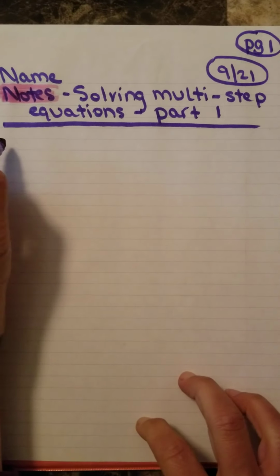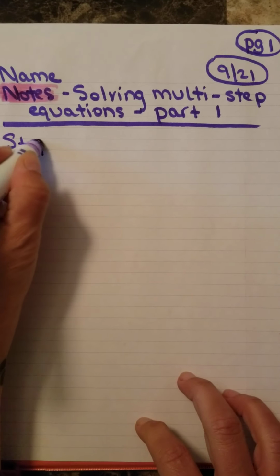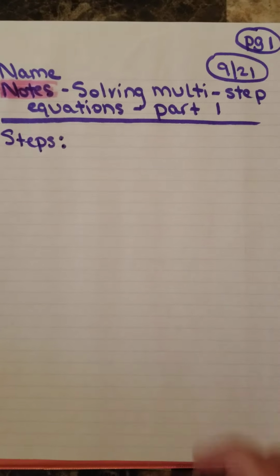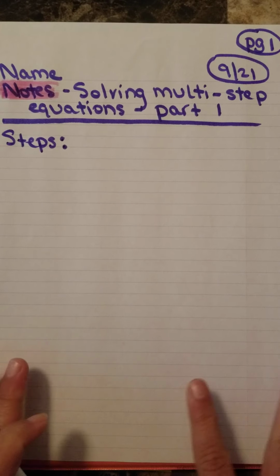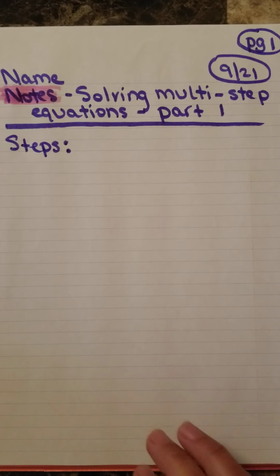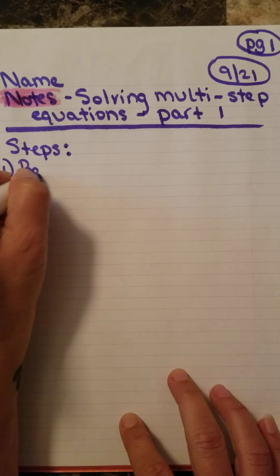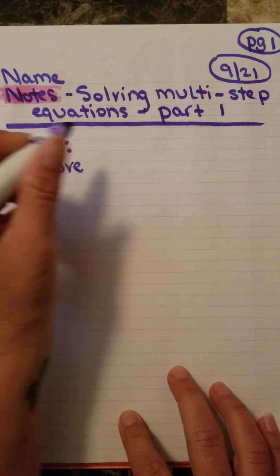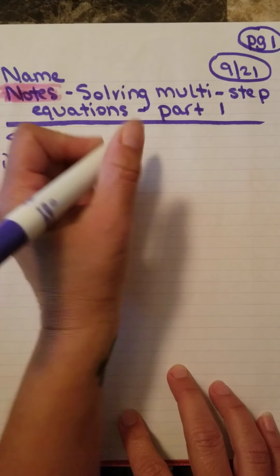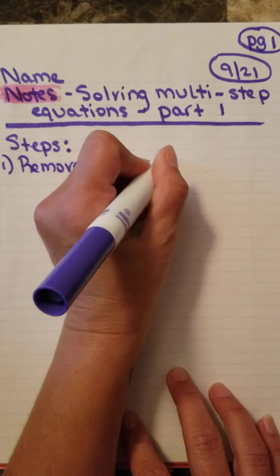So the first thing I want you to write is the word steps. And remember, you can pause this video anytime if I'm going too fast. The first step in solving an equation is removing the parentheses. So can you write remove the parentheses? And you can use the parentheses symbol if you want.